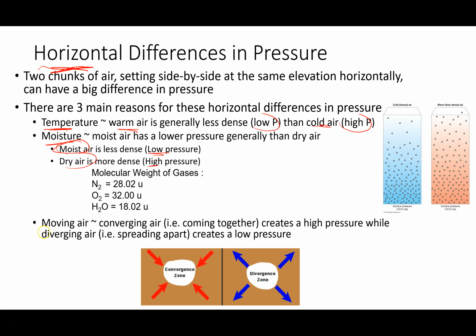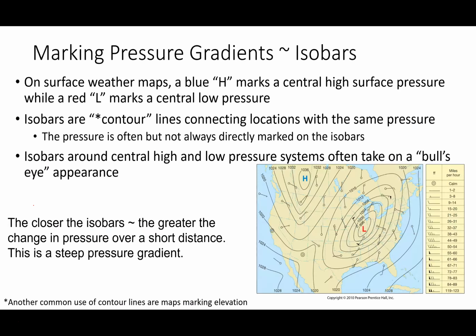If air is on the move, if it's meeting up in one place, that will create a high pressure. So here we have a convergence zone. Remember, we're throwing candy on a crowded playground. Okay, the kids are going to converge and make a high pressure, and then someone's going to throw up, and they're going to diverge and create a low pressure. So those are three different ways we can get a difference in pressures on the surface of the Earth.